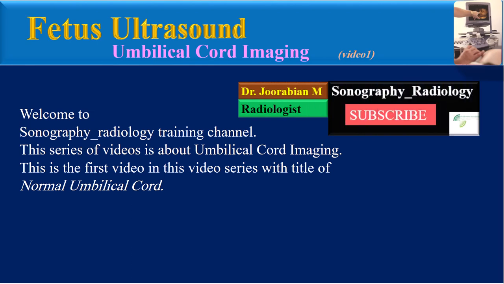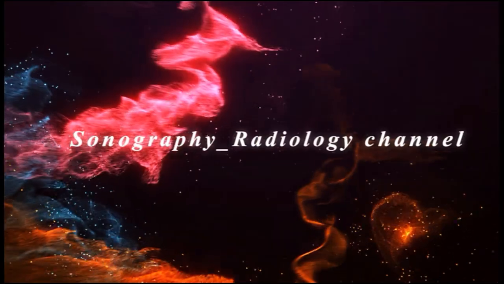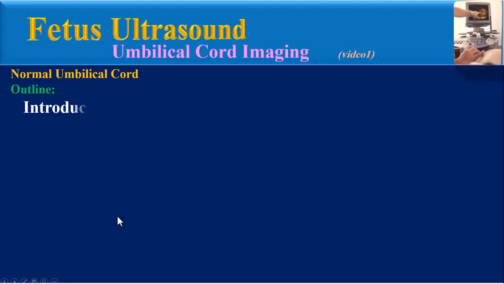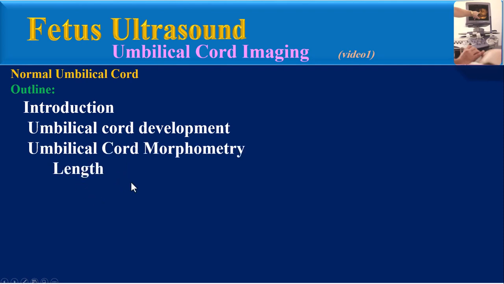This series of videos is about umbilical cord imaging. This is the first video in this series, titled Normal Umbilical Cord. The outline of this presentation includes introduction, umbilical cord development, and umbilical cord morphometry, including umbilical cord length and umbilical cord cross-section or diameter. At first, introduction.